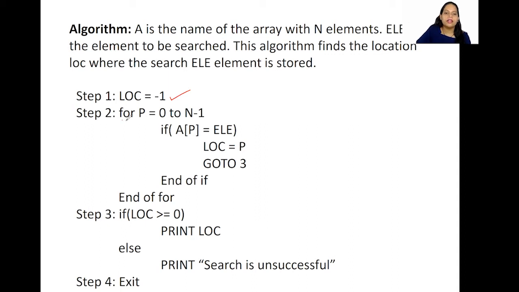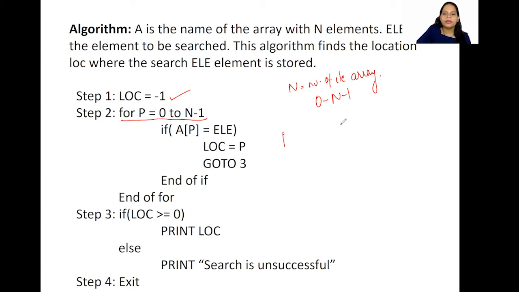Then we run a for loop. We start the for loop from 0 to n-1. What is this n? n is the number of elements in the array. It always runs from 0 to n-1. I have told you this many times already, isn't it? So this is the for loop.